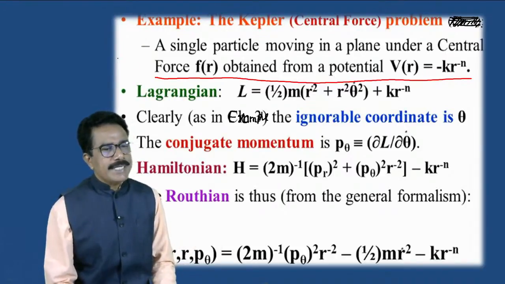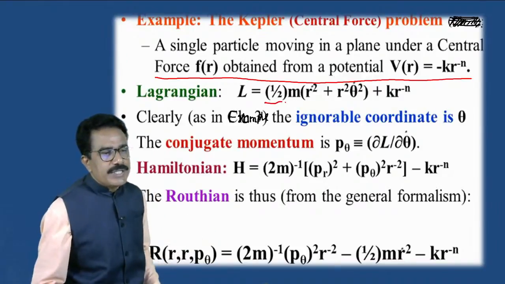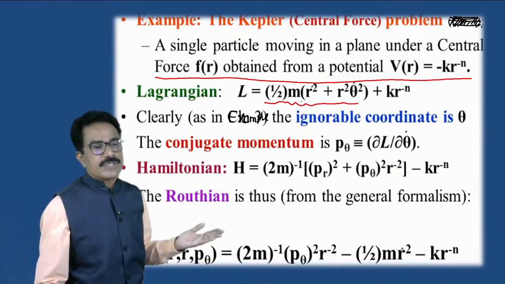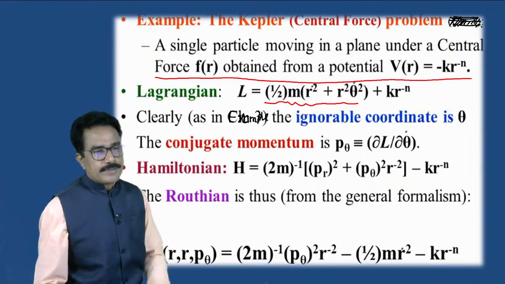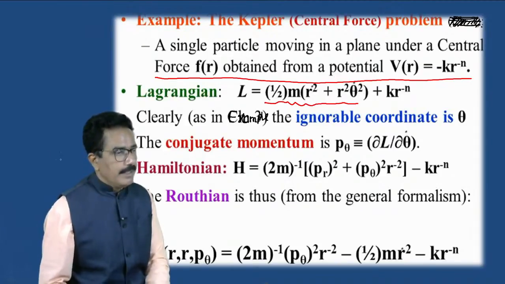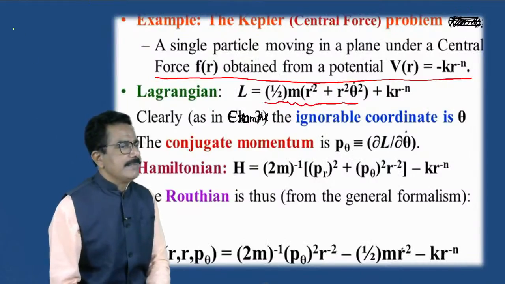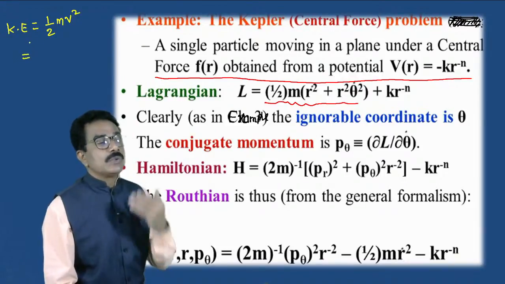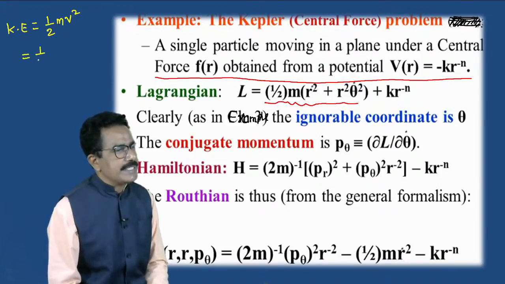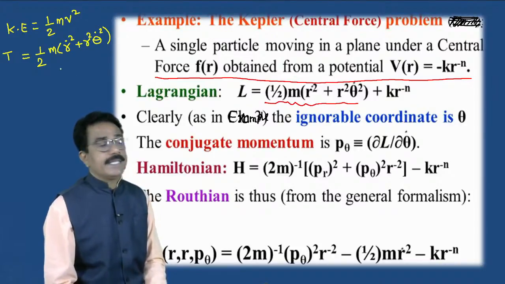Then the kinetic energy is 1/2 m v square, which is denoted by r dot square plus. So this is the potential energy. Now we know the kinetic energy, what is the kinetic energy? It is equal to 1/2 m v square. But due to the central force, we can write the kinetic energy T as 1/2 m into r dot square plus r square theta dot square. This is the kinetic energy.